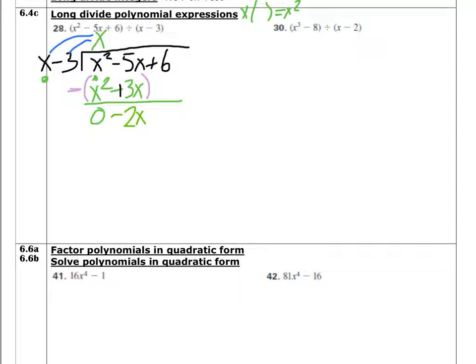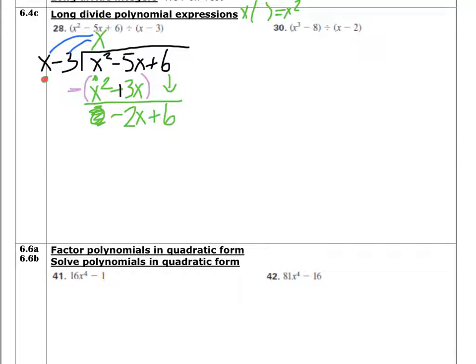Now you finish up by bringing down the value we didn't use, which is the plus 6. So really what you can do is ignore that this 0 was here. That is one round of long division, and you just start over. So now you have to say, what do you have to do to an x to make it a negative 2x?